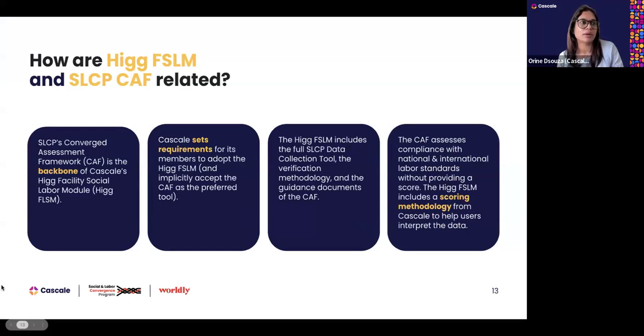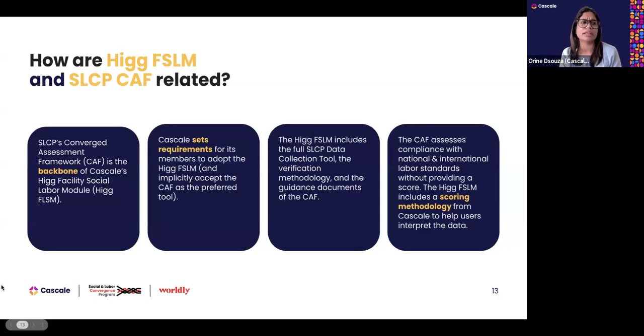And when it comes to the requirement, we also see that all our members are being requested, or informed, to follow the CAF or to adopt the CAF. This means that Cascale's primary tool is FSLM CAF, so that we see there is more adoption, and the industries can also follow the verification through the CAF, and we can get one data.